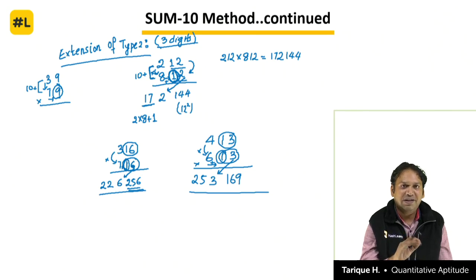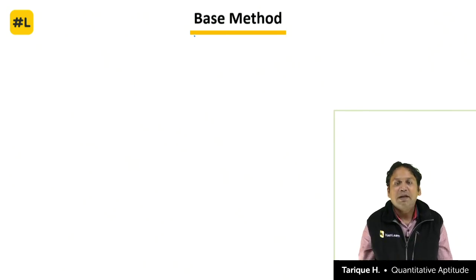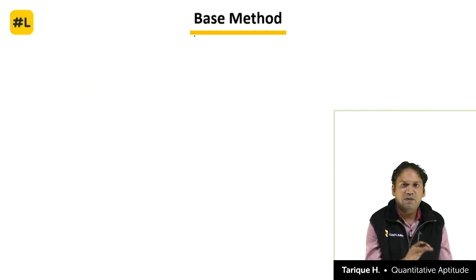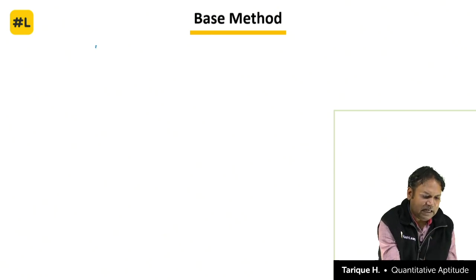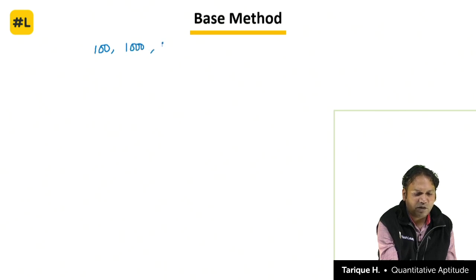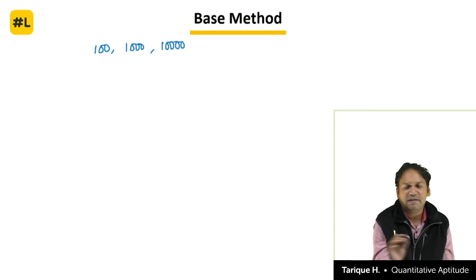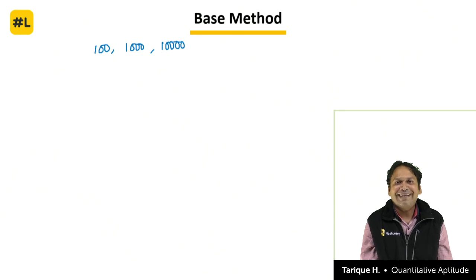Now we will be moving to the next technique, that is the base method. Now if you are following my classes for square, you must have seen that I used base method for square calculation also. Now how will we use base method for multiplication? So we will take bases like 100, or we can take 1000, 10,000. We will take these bases and we will work with them, very simple.